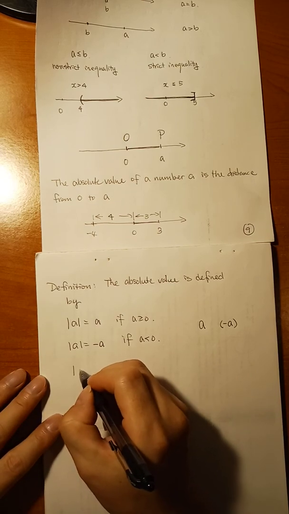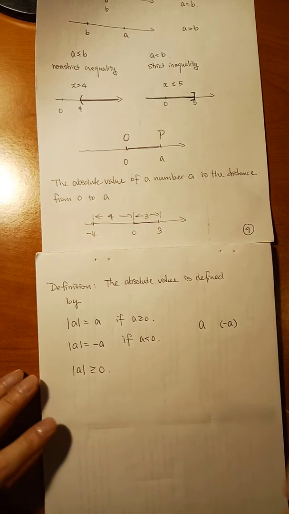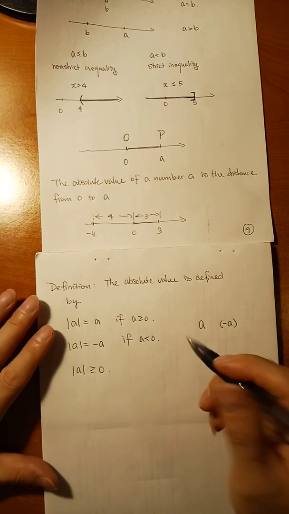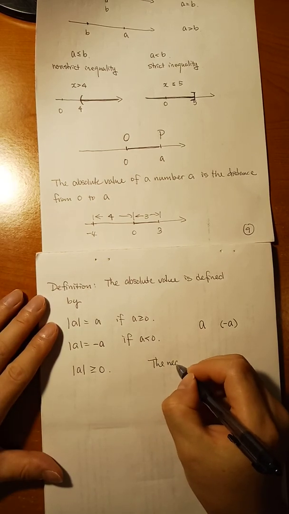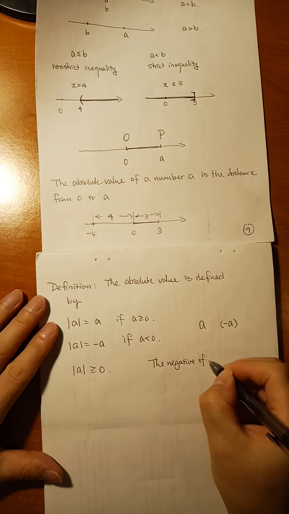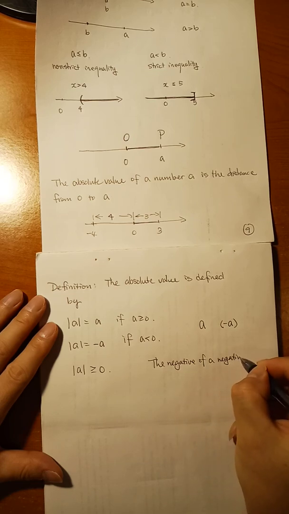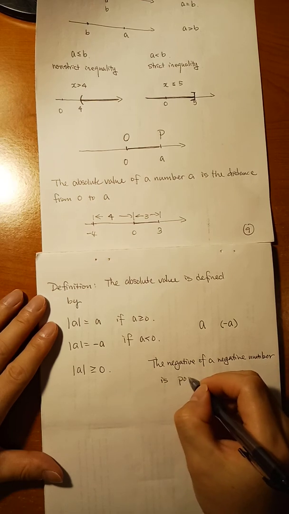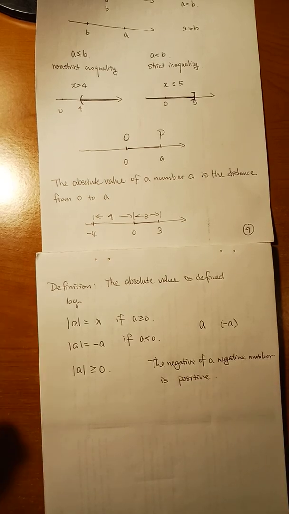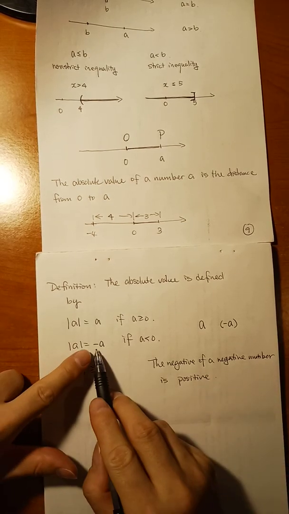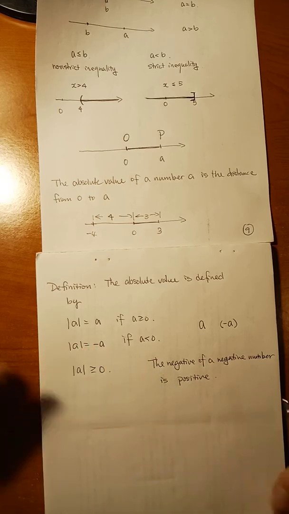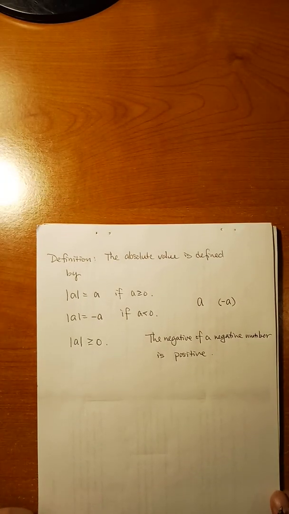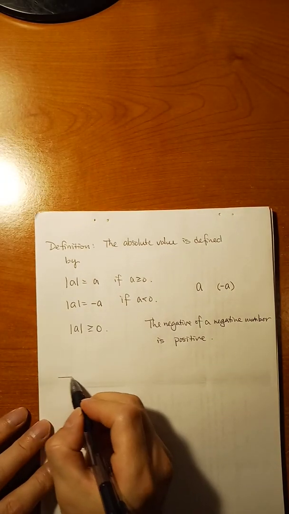And absolute value is always greater than or equal to 0. Here you have a negative sign, but A is already negative. The negative of a negative number is positive. It's like a tongue twister, but you understand it.